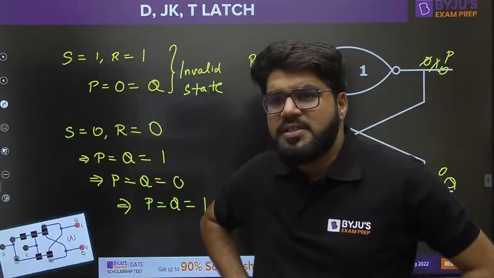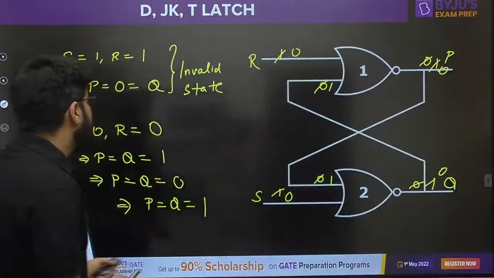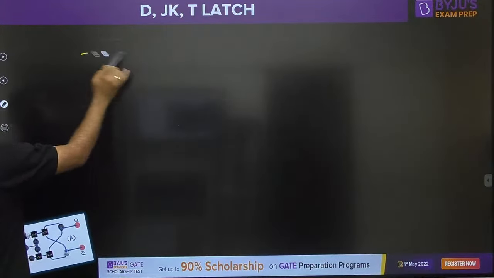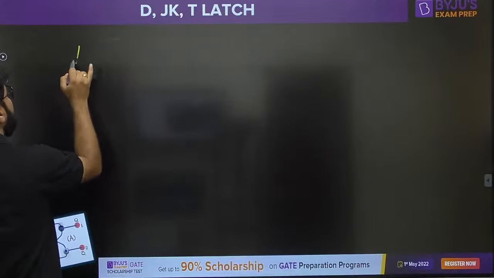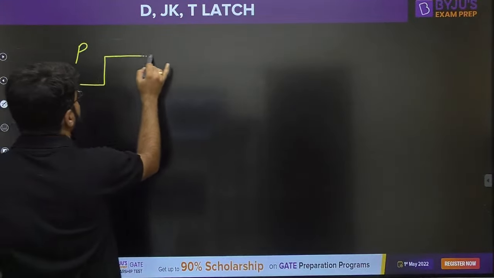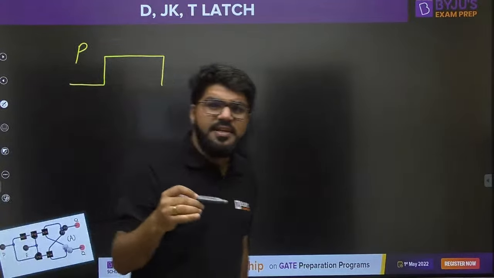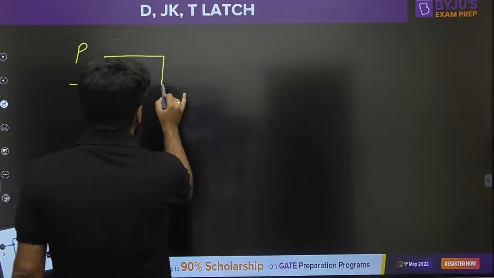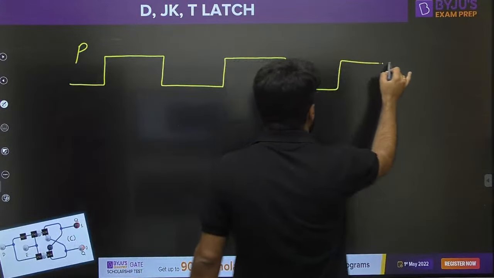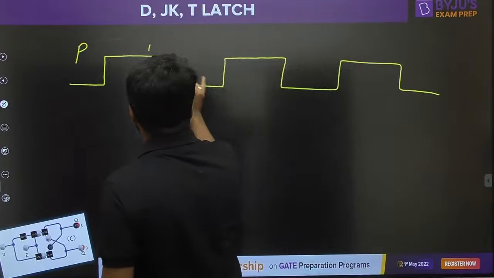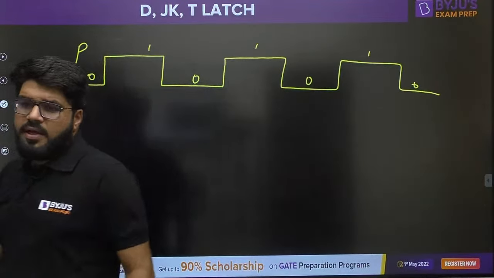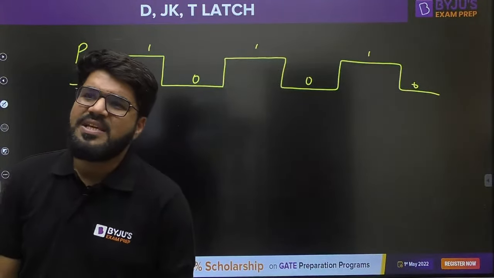What is happening to the device? I have assumed 0 delay. So if you want to look at the P waveform, what is happening to it? It was 0, then it becomes 1. Automatically, without even changing the input, it becomes 0, then it becomes 1, then 0, then 1. It never settles to any state. It simply fluctuates between 0 and 1.